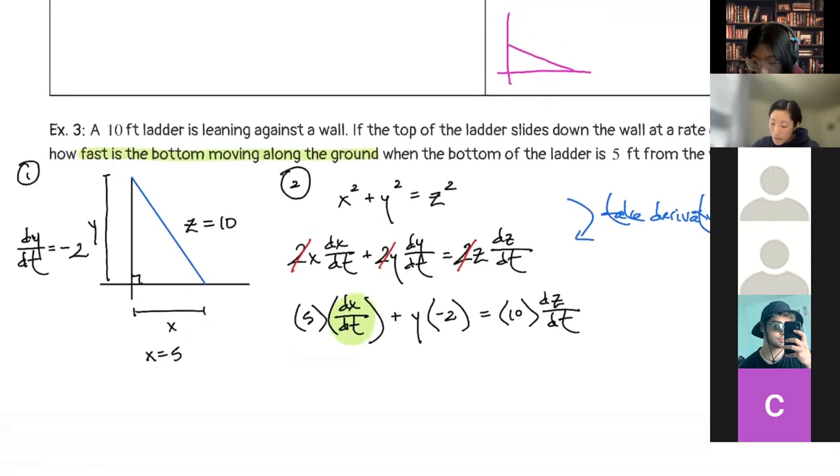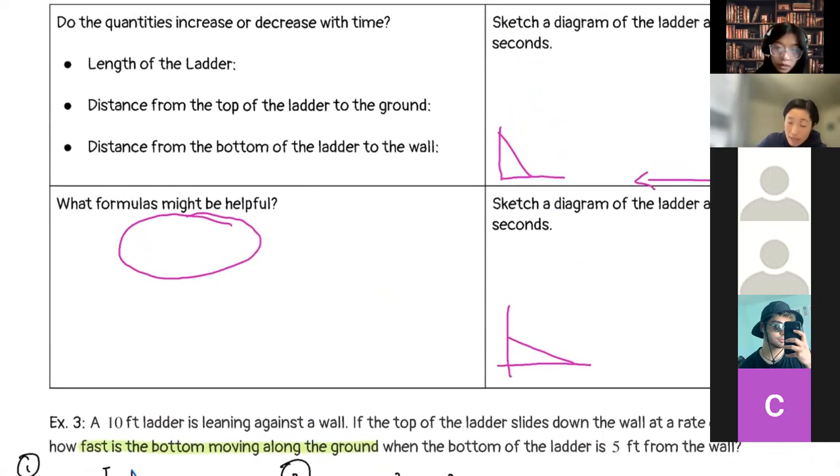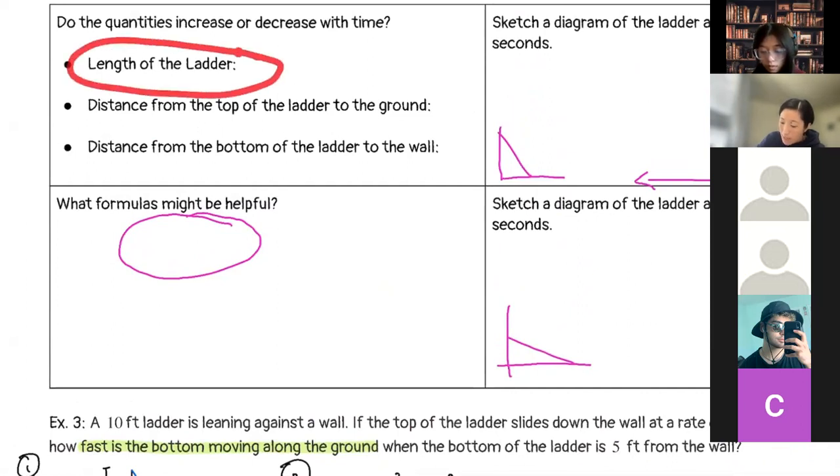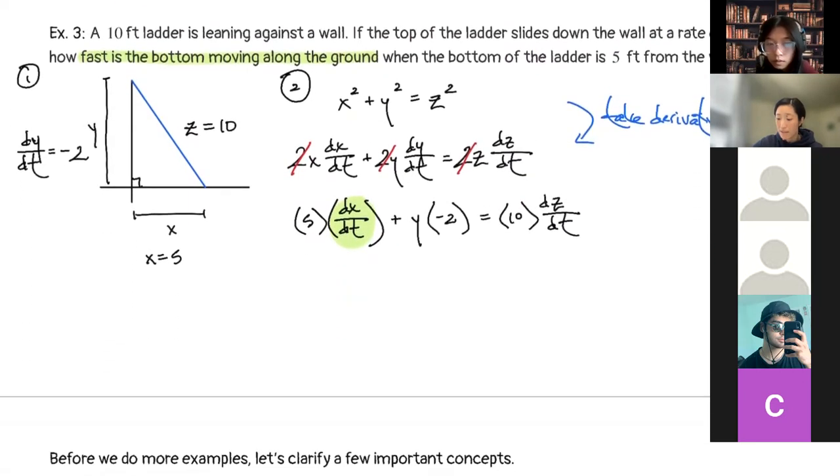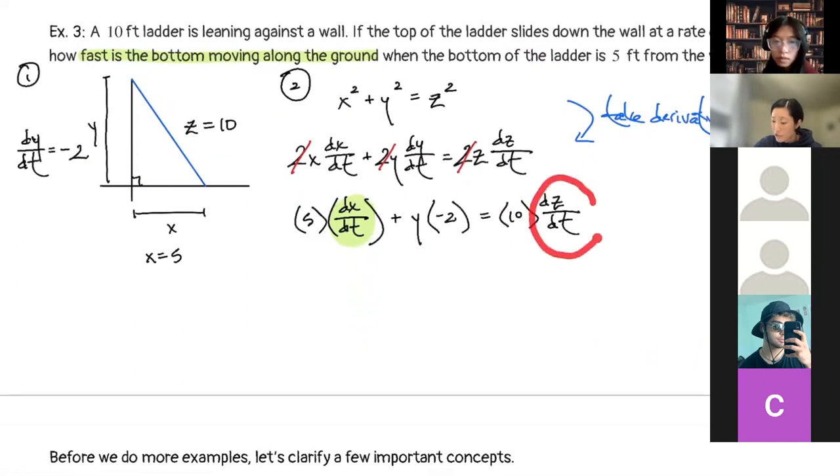Now, let's go back a moment to Christina's point that the length of the ladder did not change, right? That was a very important observation that she made. So if z is the length of the ladder, what is dz/dt then? This is the change in the length of the ladder. What number can we put in there? I see one person typing in 0. How do we feel about that? That dz/dt is 0.